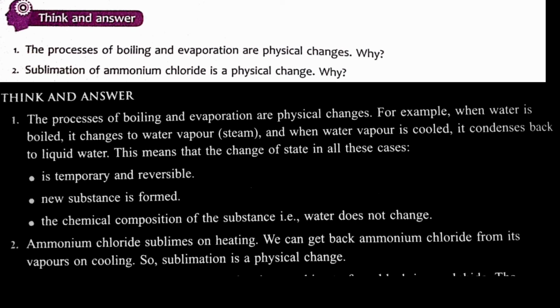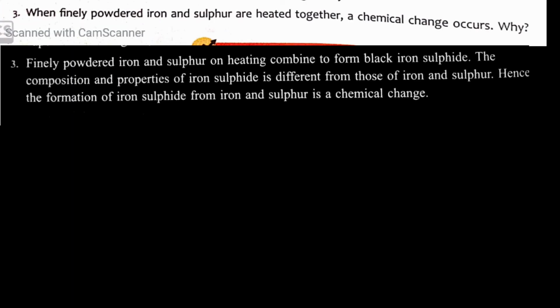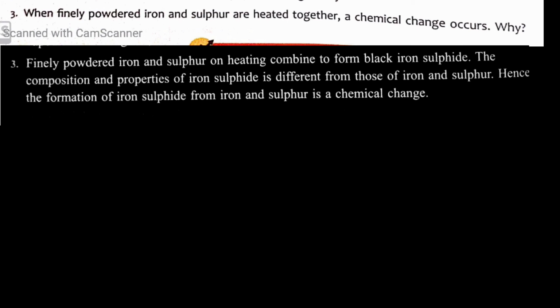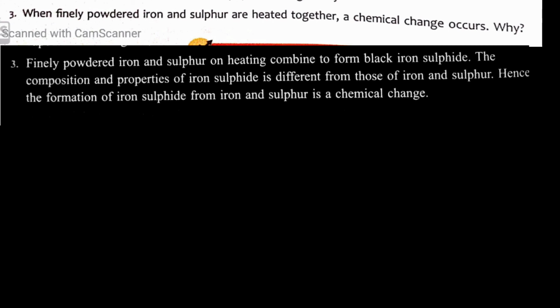Now next question, question number 3, is when finely powdered iron and sulfur are heated together a chemical change occurs. Why? मतलब बहुत ही महीन फॉर्म में पाउडर फॉर्म में आयरन और सल्फर को अगर गर्म किया जाए तो केमिकल चेंज होता है. क्यों? So answer is, finally, when iron and sulfur powdered at a very micro level are heated, then they combine to form black iron sulfide, and the composition and property of iron sulfide is different from those of iron and sulfur. So hence the formation of iron sulfide from iron and sulfur is a chemical change.